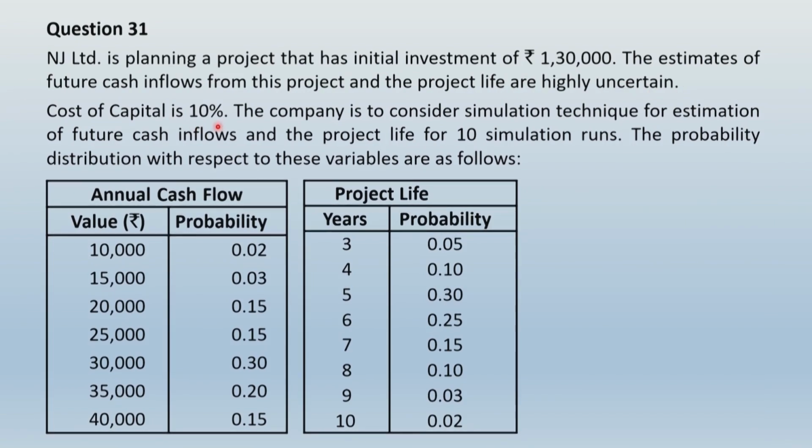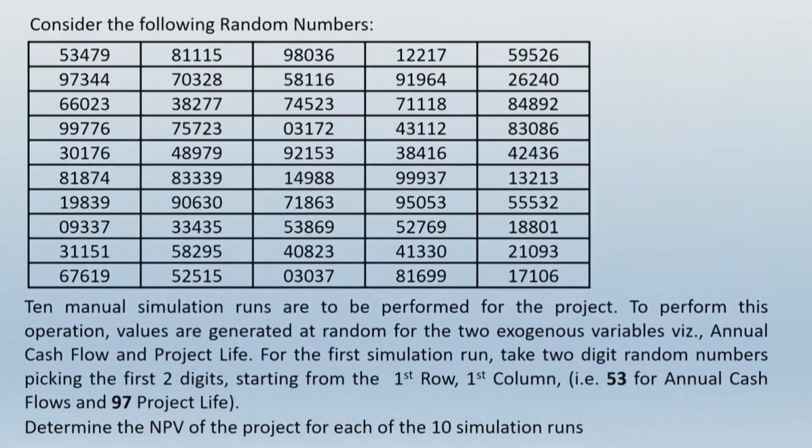Cost of capital is 10%. The company is to consider simulation technique for estimation of future cash inflows and project life for 10 simulation runs. The probability distribution with respect to these variables are as follows. So for these two variables they have given you the probability distribution. Moving forward, the question further asks you to consider the following random numbers.